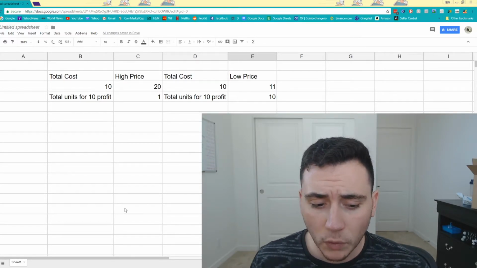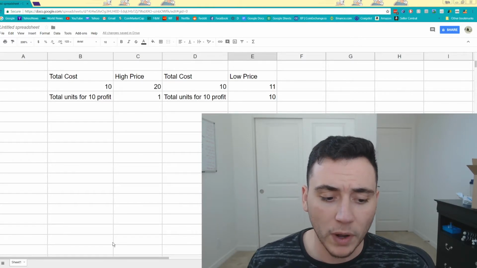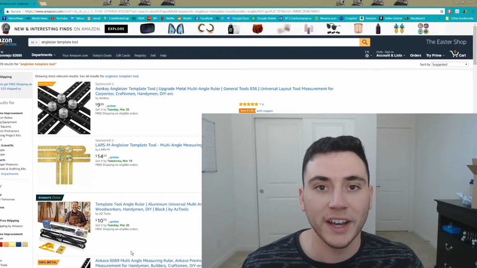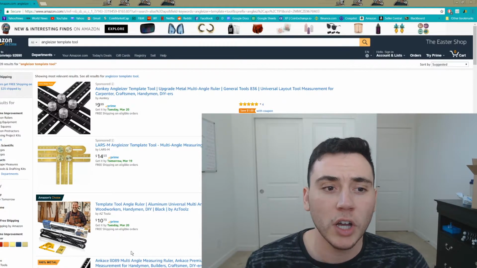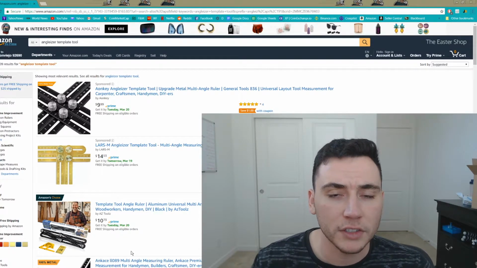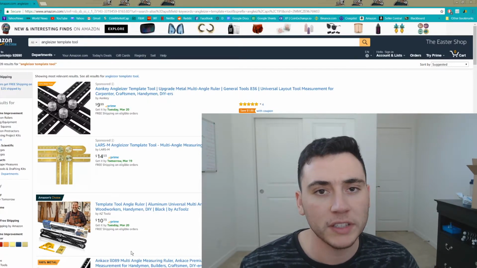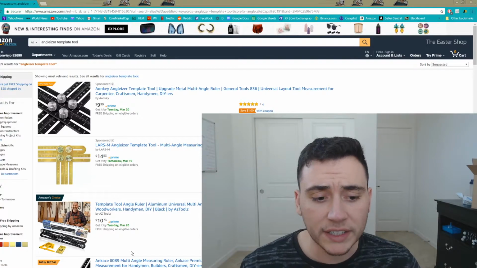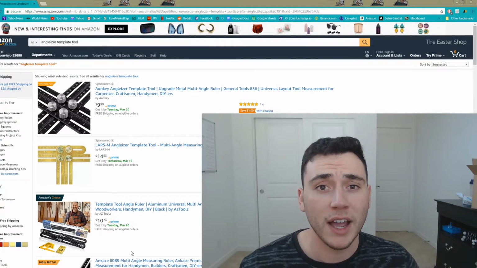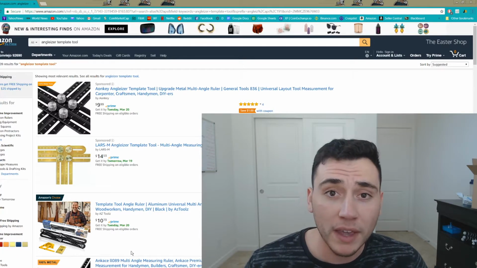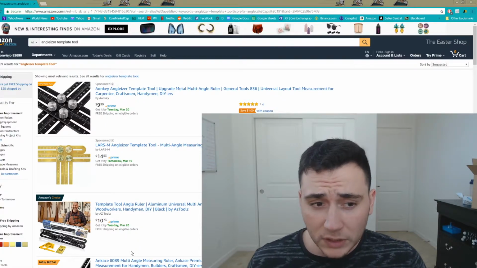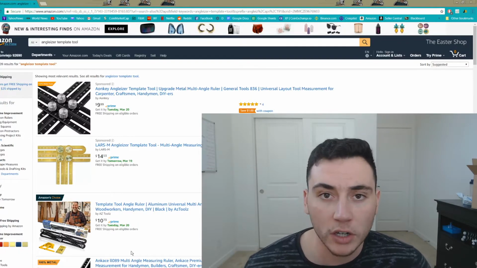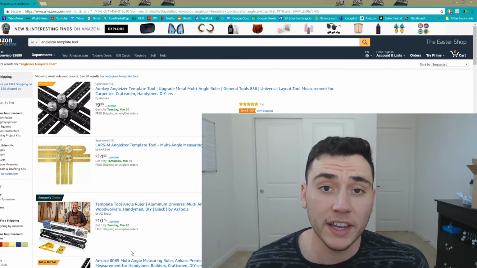So one example of what happens when you do make the mistake of putting your price too low is what happened with the Angleizer template tools niche. Basically what happened was people were selling these for about $20, and it costs about $2 or $3 to make. And so people were making like $10 to $15 per sale of these Angleizer template tools.